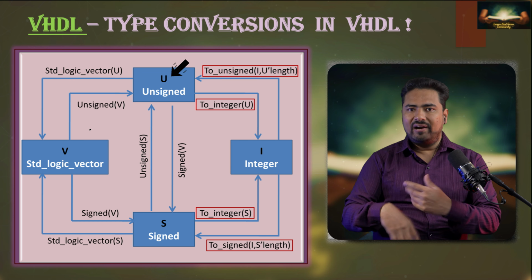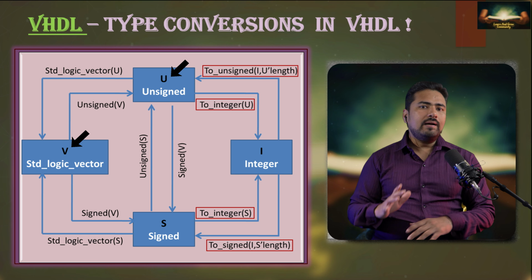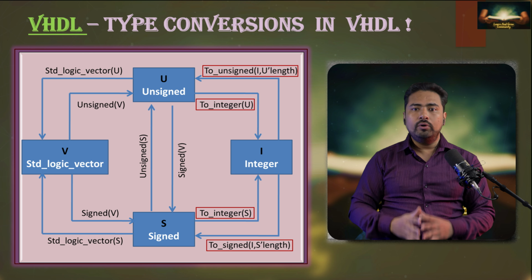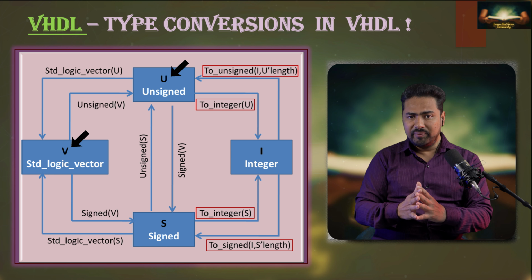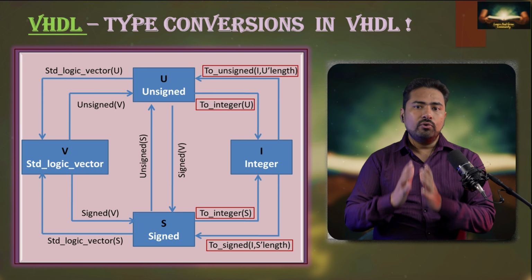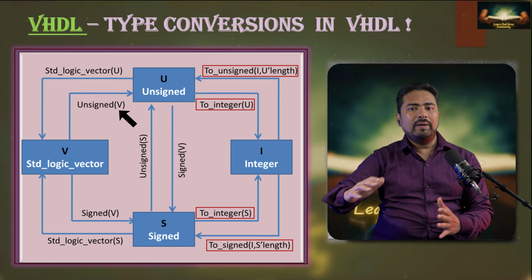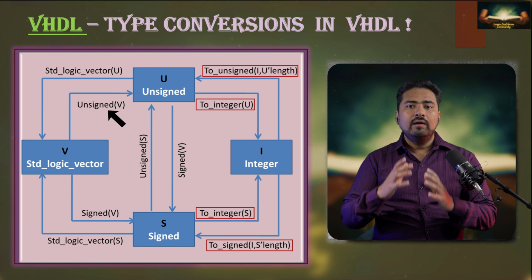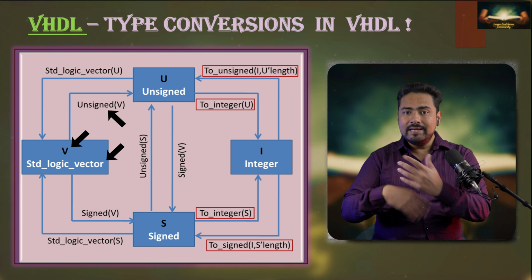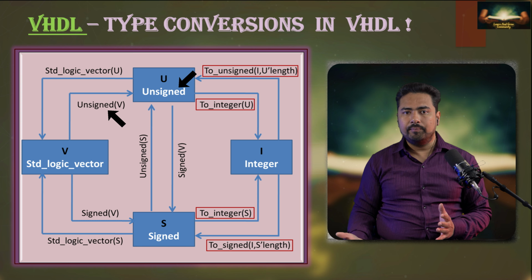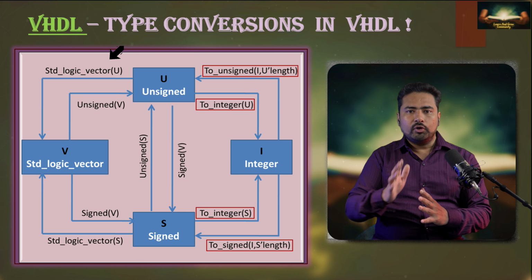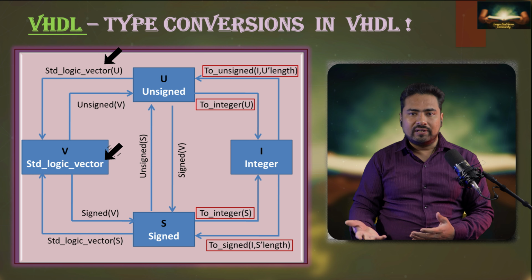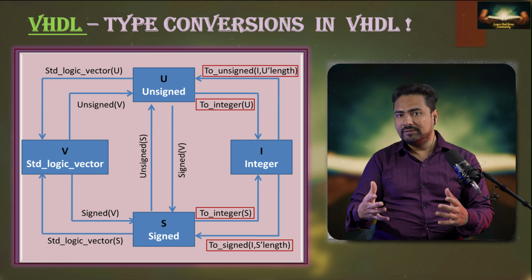Note that U and V in these brackets here, these are the signal names where these conversions are being made. So in your VHDL code, replace these identifiers with your signal name. So to perform the typecast, we simply write unsigned followed by the signal name in the brackets. So unsigned(V) means convert signal V, which is a std_logic_vector type, to an unsigned data type. Similarly, std_logic_vector(U) means convert signal U into the std_logic_vector data type. So it is that simple.